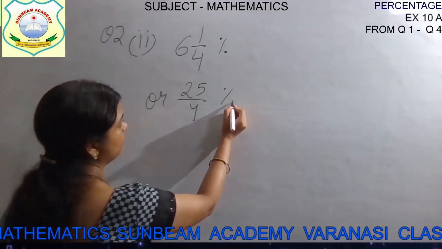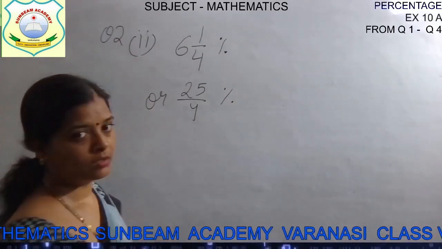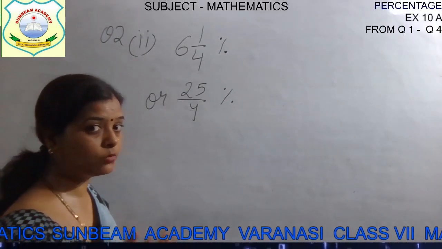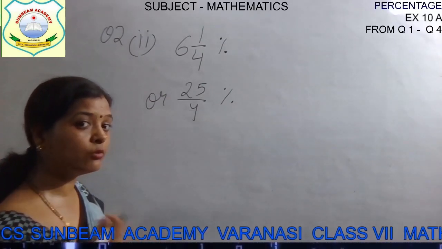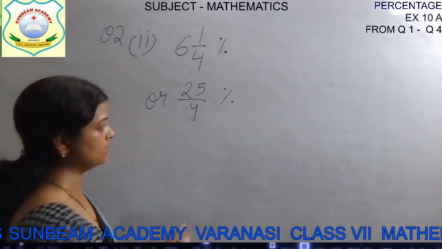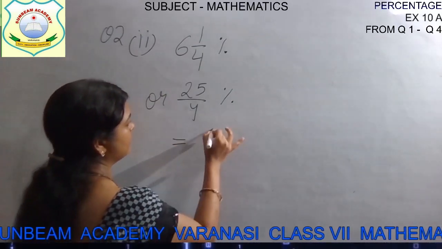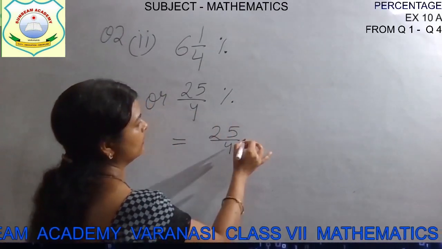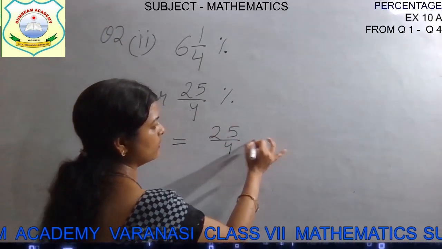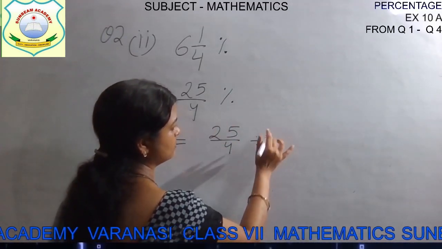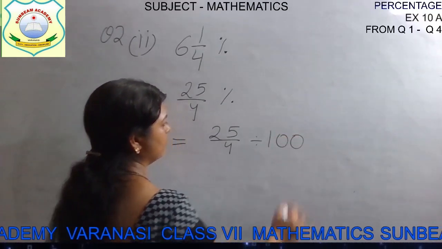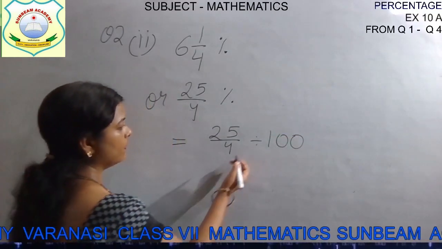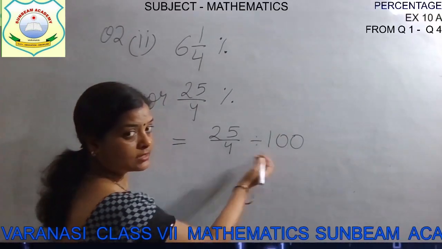25 by 4 percent. Now this percentage means divided by 100. This is out of 100. 25 by 4 is out of 100. That's why it is percentage. Now you can write it as 25 by 4 divided by 100. I can write it in this way also, or here also. In any way you can write. You can use any method. Now can we solve this? Yes.